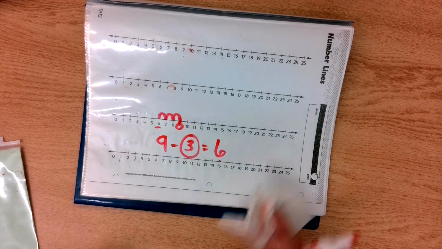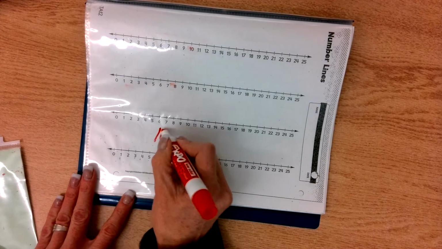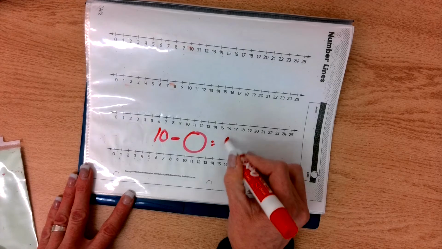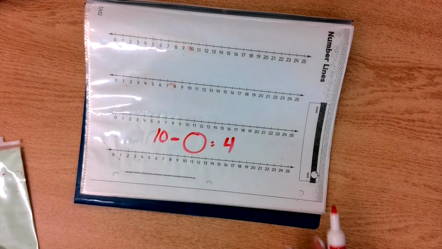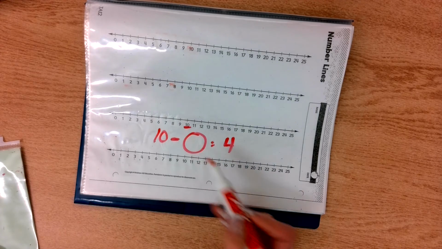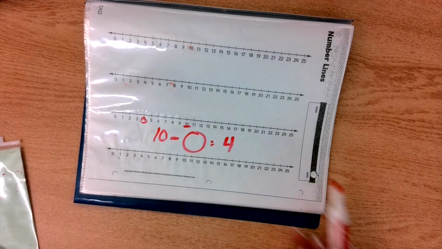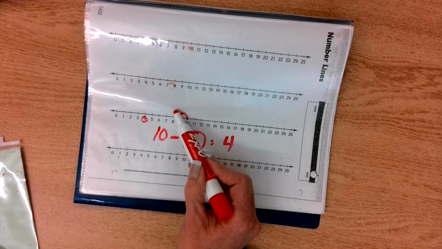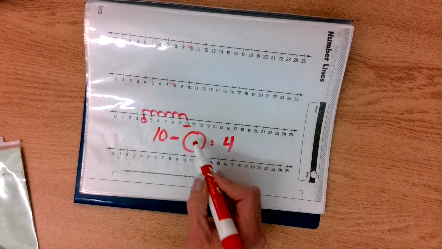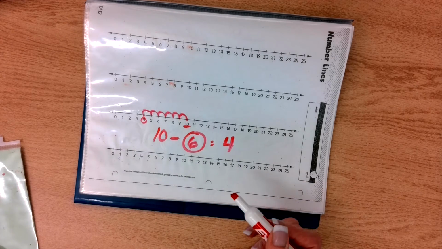All right, let's try another one. Let's do 10 minus something equals 4. Same thing, we're going to start here. It's subtraction, so we're going to hop back because this number is missing. We want to land on 4 because that's the number here. 1, 2, 3, 4, 5, 6. What's missing? The 6 hops. 10 take away 6 equals 4.